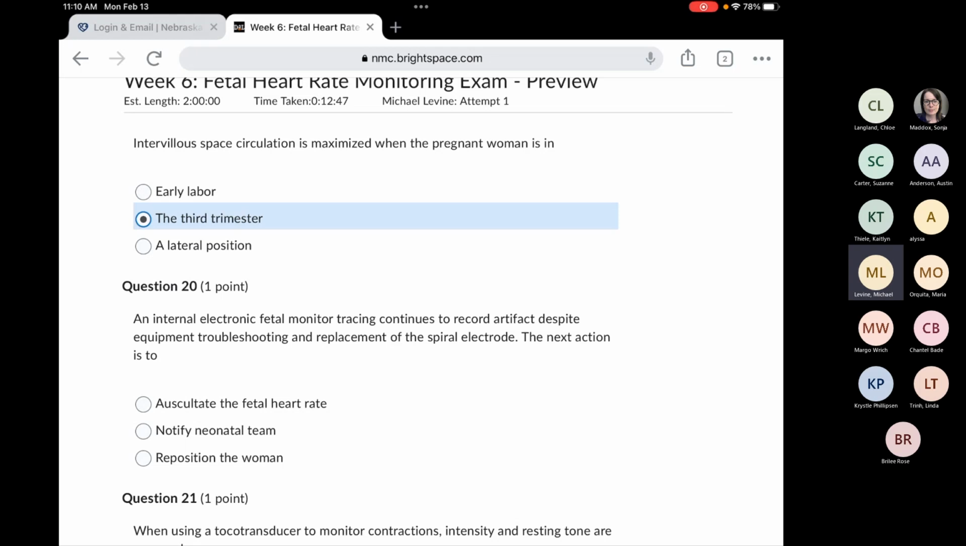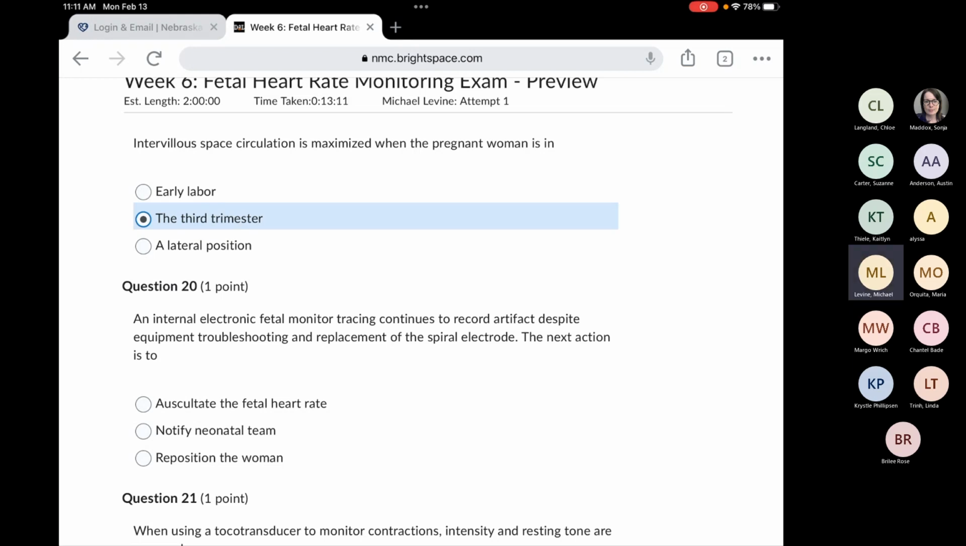Number 20, an internal electronic fetal monitoring tracing continues to record artifact despite equipment troubleshooting and replacement of the spiral electrode. The next action is to what? Auscultate the fetal heart, notify the neonatal team, reposition the woman.